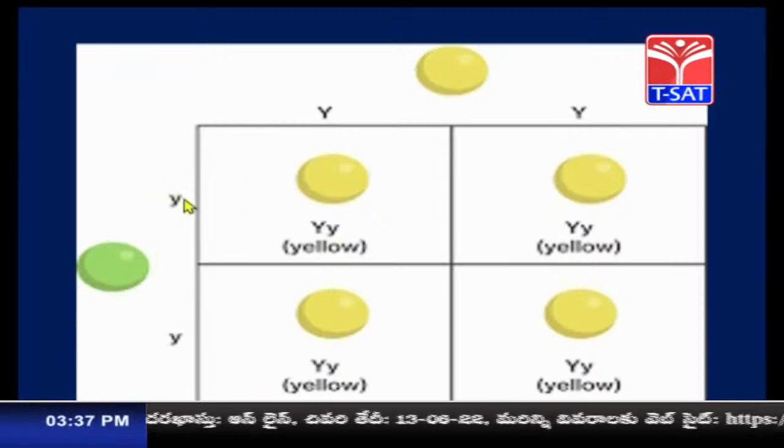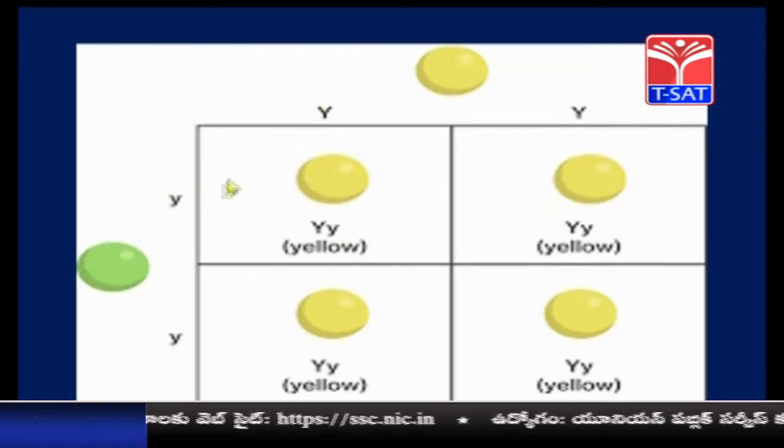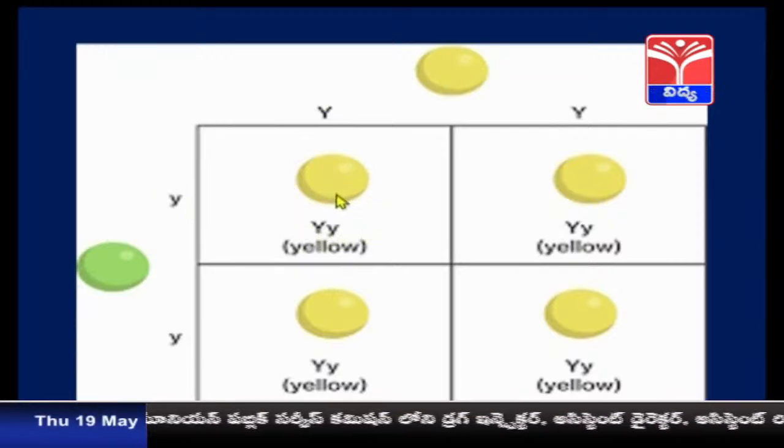Now the combination of this with this, that is capital Y and small y, yellow with green seed. What color plant did you get over here? It is yellow color seed.